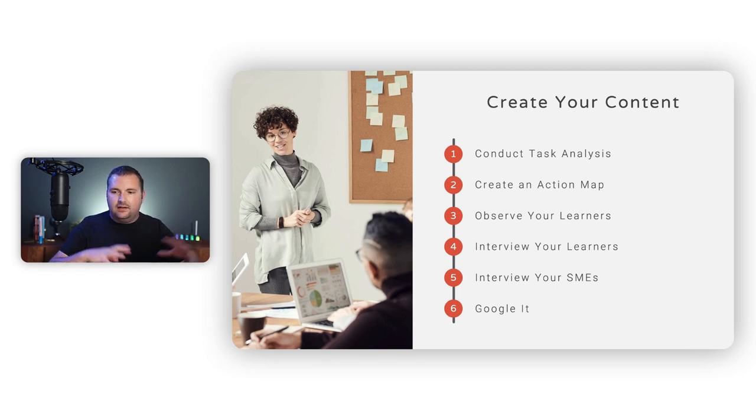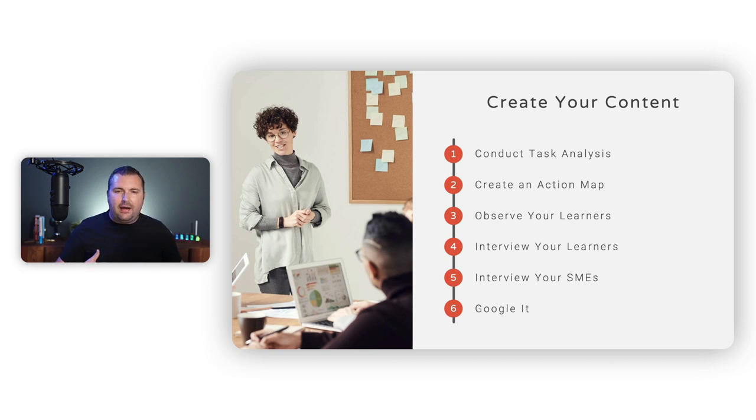Action mapping is a backwards design process where you start with a business goal that you're looking to achieve, and then you figure out what actions or behaviors learners need to take to achieve that goal. And then you figure out what kind of practice activities you can create to put those actions and behaviors into practice. And then you figure out what information you might need to include in order to help learners achieve that, right?